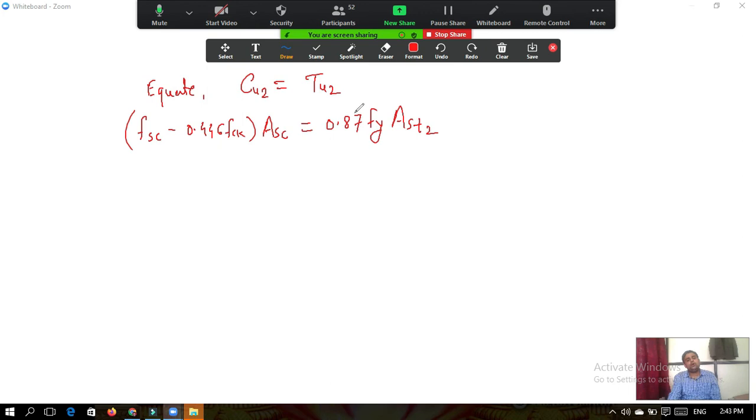So now if you observe the equation carefully, we don't know the value of FSC and we don't know the value of AST2. So to calculate the value of FSC now, we should see the grade of steel. So what is the grade of steel given to you? It is not 250, so we cannot get the direct value of this. So to calculate FSC, first calculate the strain.